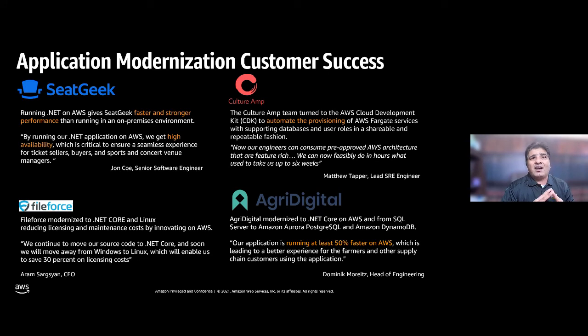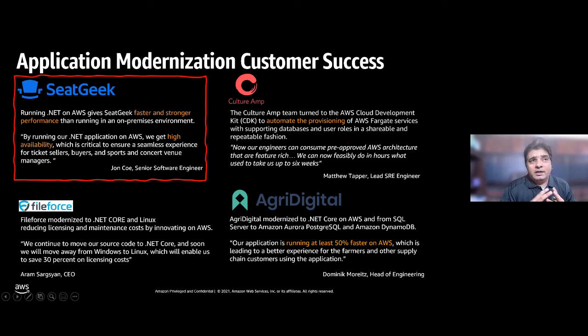Here we have really good success stories from our ISV segment like FileForce and AgriDigital. Both of these customers chose to modernize their .NET Framework legacy applications by refactoring them using .NET Core and moving away from Windows to Linux. SIGGIG decided to use Microsoft .NET Core and C#, in addition to Linux and Postgres, to create an industry-shifting integration platform that connects suppliers and sellers.